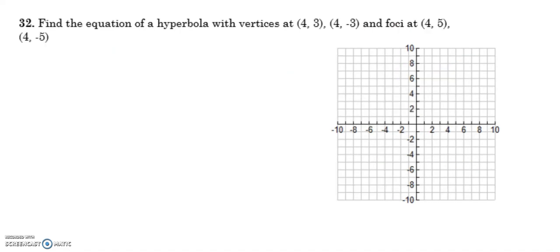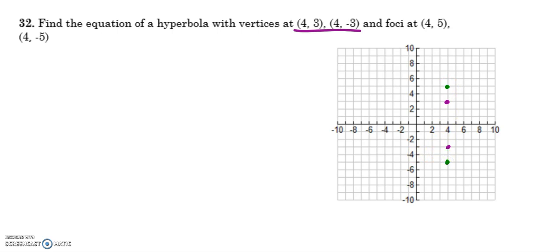32, find the equation of the hyperbola with vertices at (4, 3), (4, -3), and foci at (4, 5), (4, -5). So I'm going to start by plotting these vertices. So (4, 3) and (4, -3). And then I've got foci at (4, 5) and (4, -5).